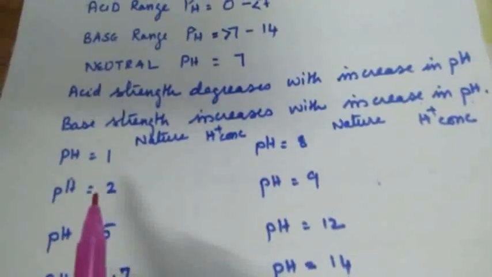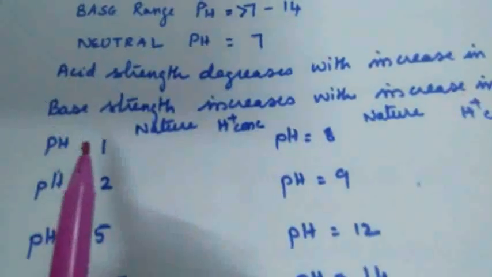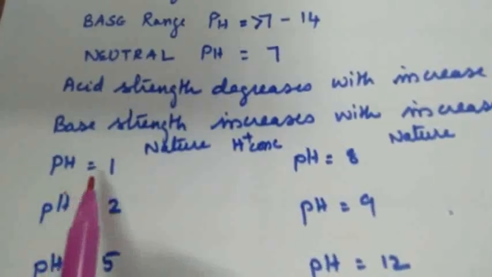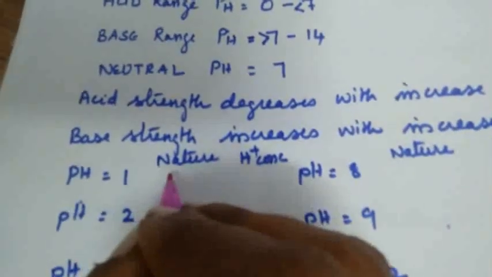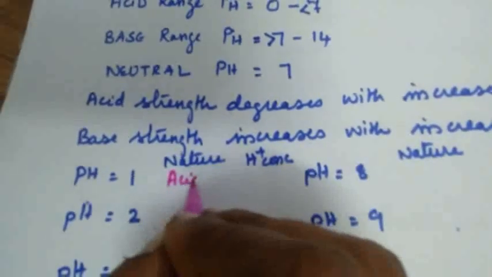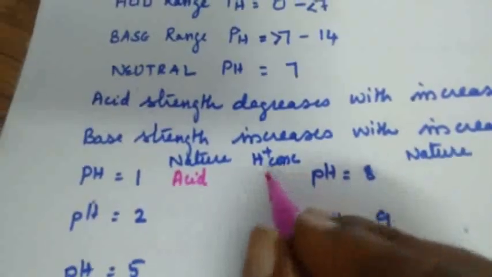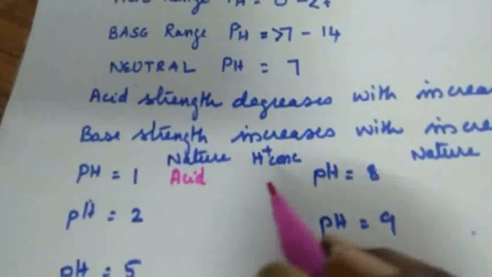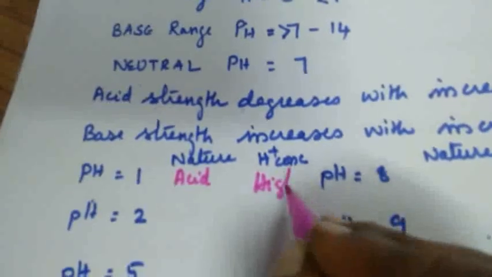Let us see a few examples here. pH 1. What is the nature of this? Whether it is acidic or basic, we have to tell. pH 1 is acidic. And what is the concentration? Whether the H plus concentration will be high or low, we have to tell. As the number is small, it is high.